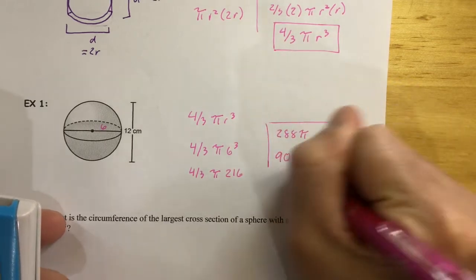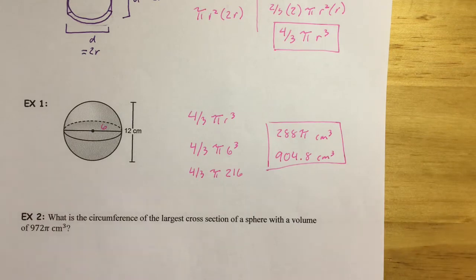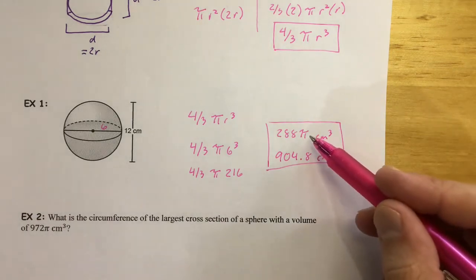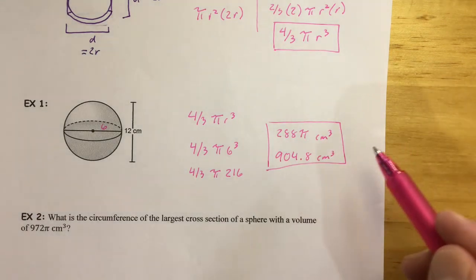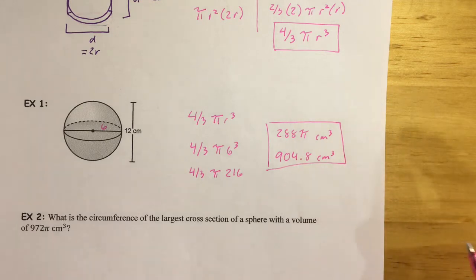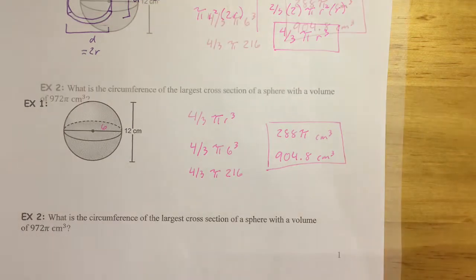So both answers, my preference might be to do these in terms of pi, but that's not like 100% preference. It depends on what we're really working on. So being able to do both is always important.